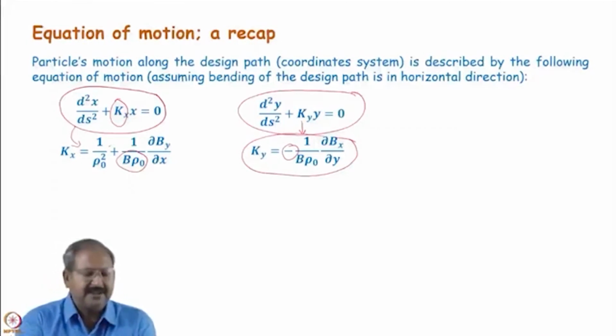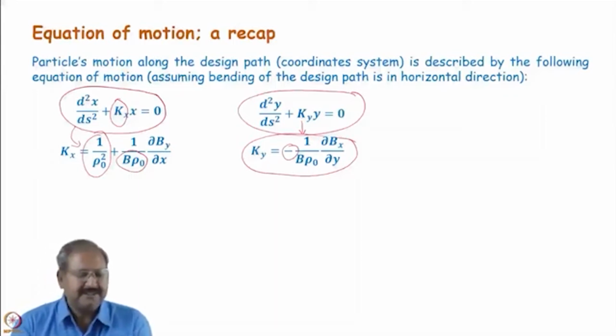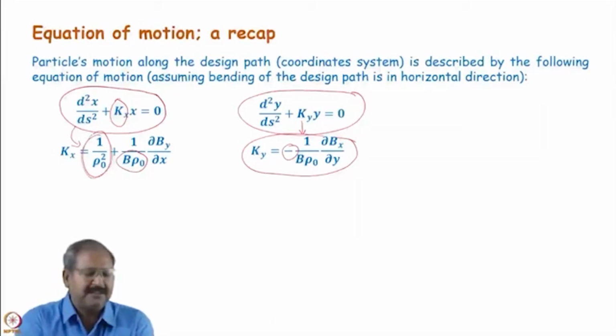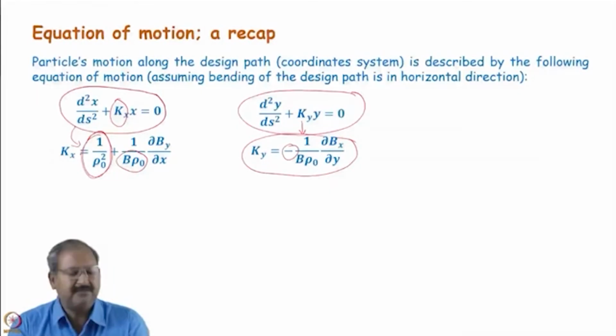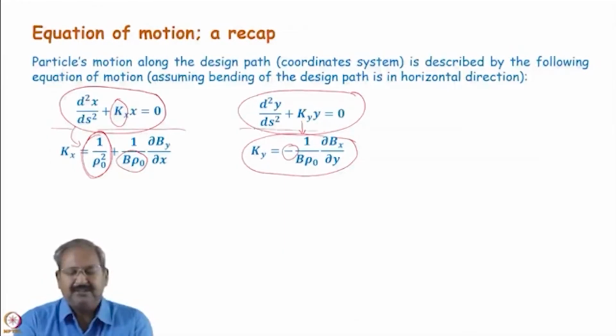And in the horizontal plane you will see an additional term of 1 by rho square. Why is this an additional term? Because we assume that the bending is taking place in the horizontal plane. That means we are making our accelerator in which the design trajectory is completely in the horizontal plane. Under this assumption, this 1 by rho square appears only in the horizontal equation of motion. So now we will solve these equations of motion using some method.